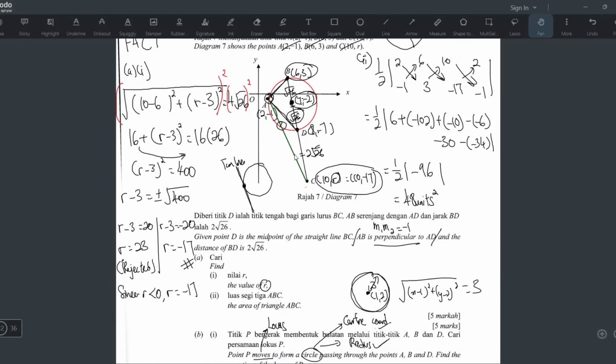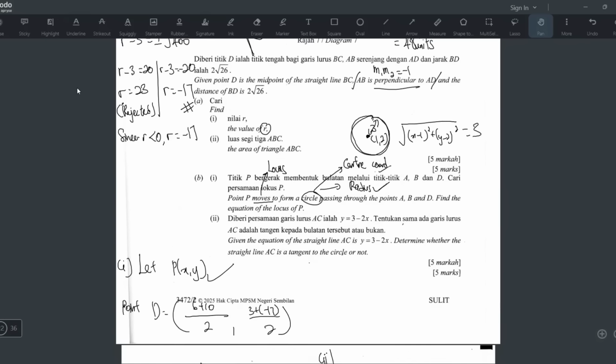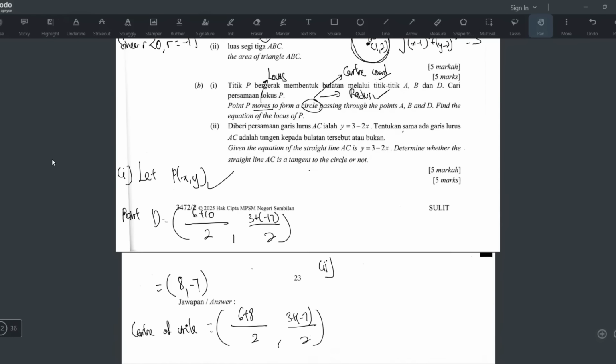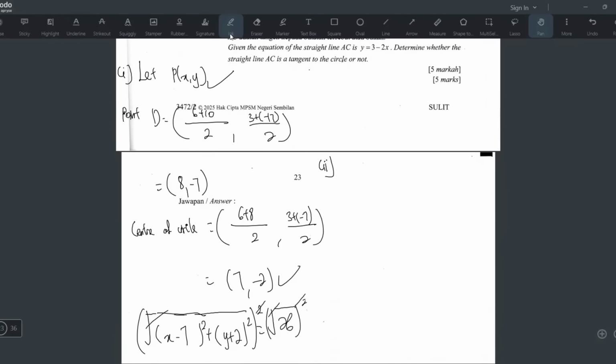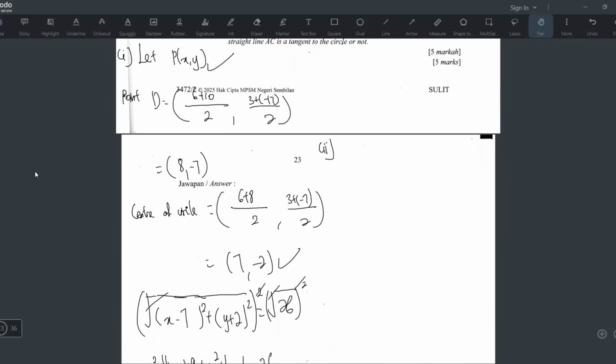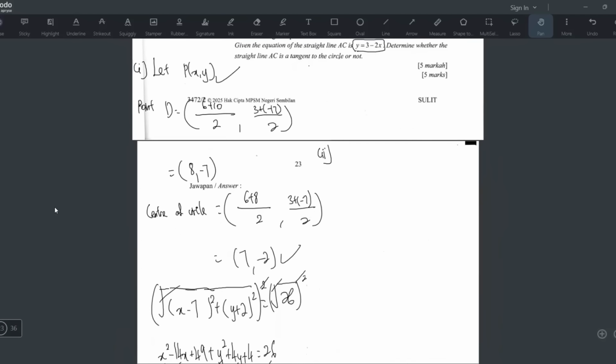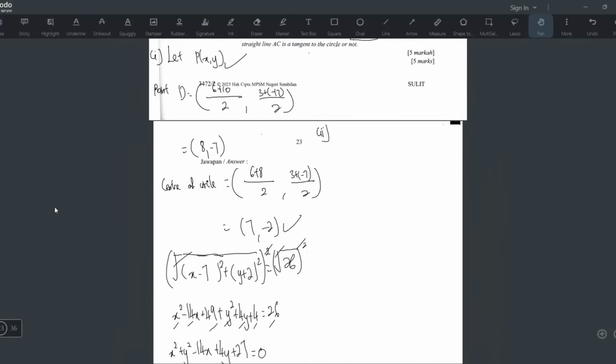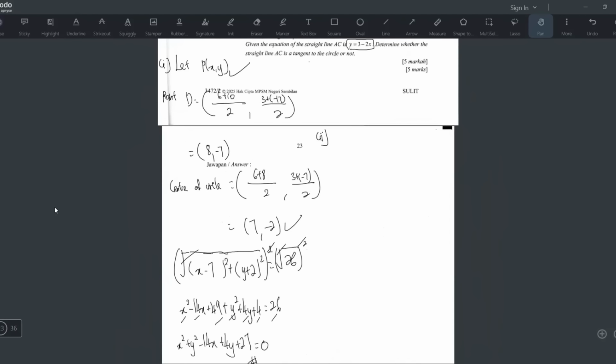Actually, we know already lah, it's not tangent because from the diagram. But we don't know whether this diagram is accurate or not. And also, we need to get full marks, so we have to show the working. So that's what I will do now. The AC line is this, that's the equation. And then the equation of circle, I have already found earlier, it's down here. So now we just have to do the simultaneous.